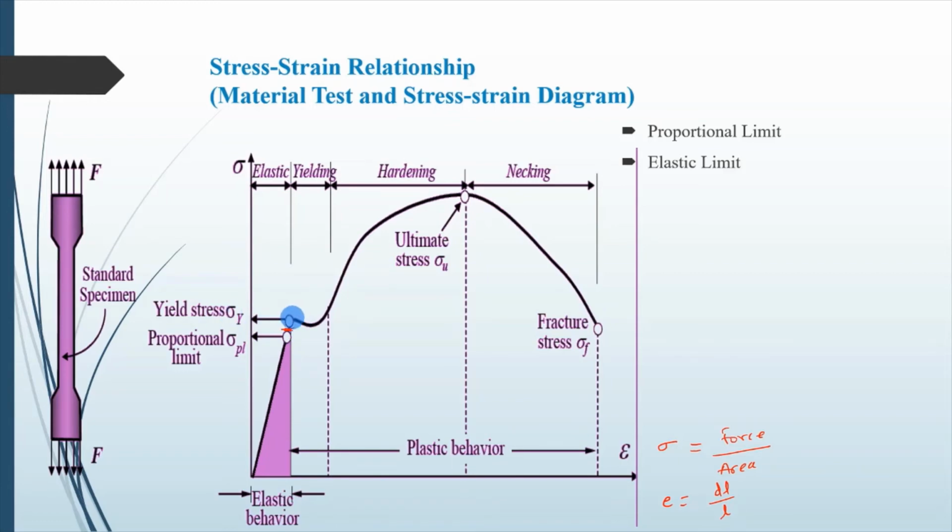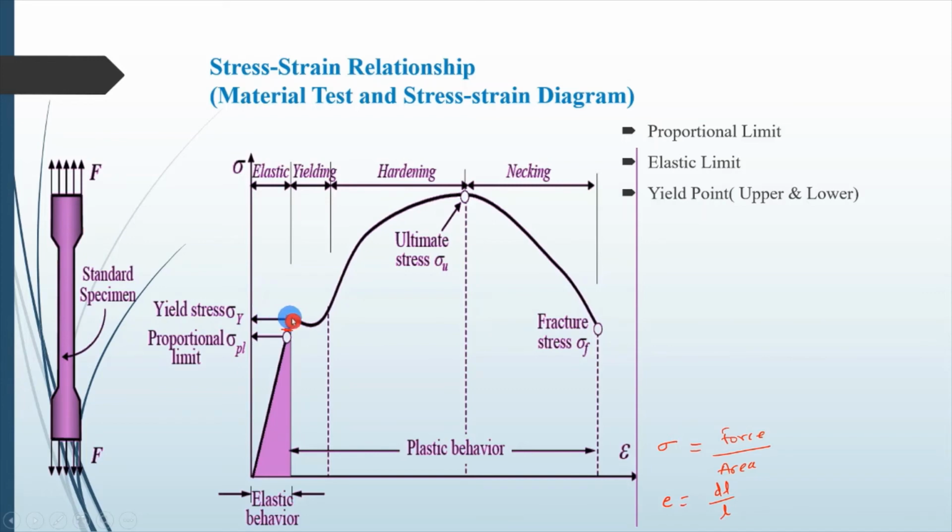The third point is the yield point. From this point, there will be permanent deformation. This point is called the upper yield point. After this point, we'll observe permanent deformation in the material or the specimen after removal of load.